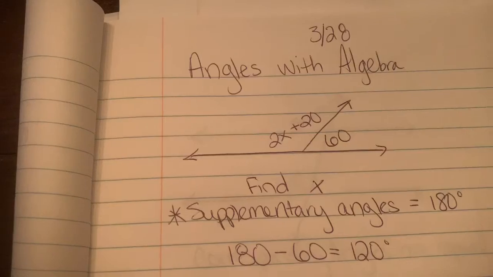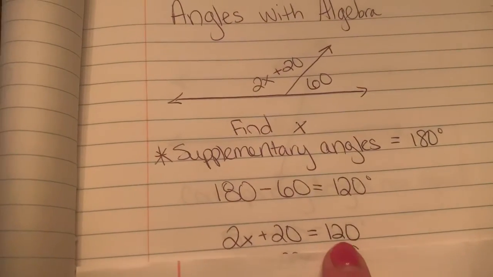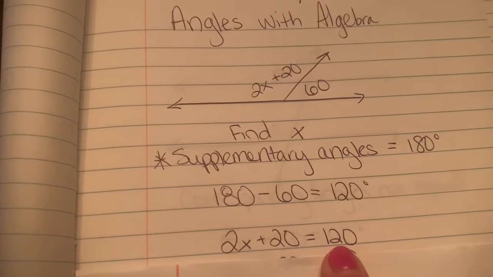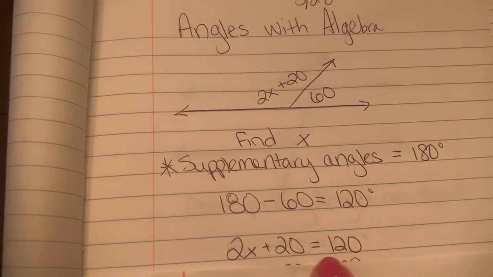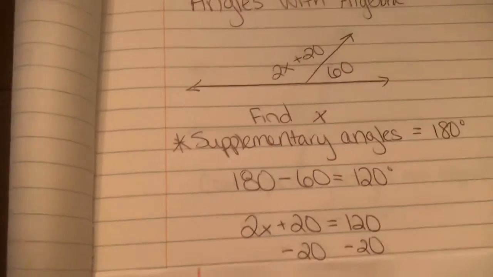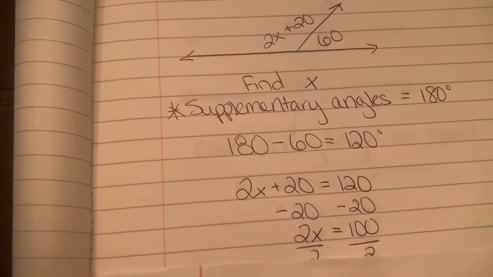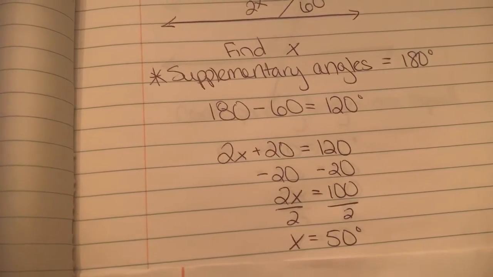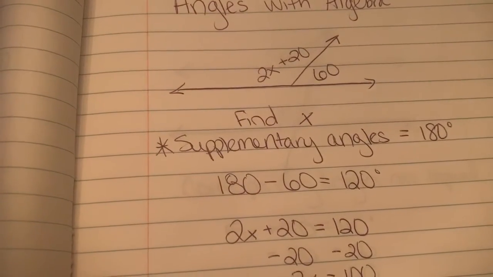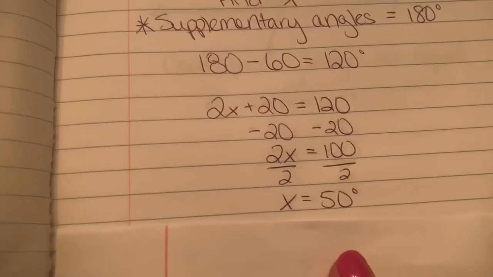So if I set that 2x plus 20 is equal to 120, set it up as an algebraic equation, I can then use my knowledge of what I do with these: subtract 20, and I wind up with 2x equals 100. Divide by 2, and I find out that my answer is x equals 50. So I'm not looking for the measure of that angle, I'm looking for x, which would be x equals 50.